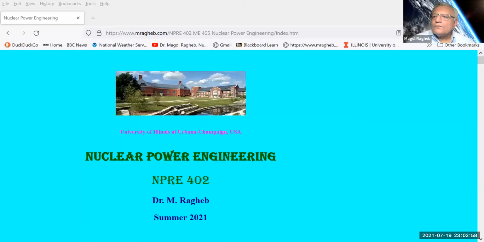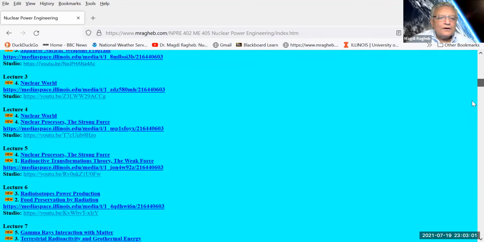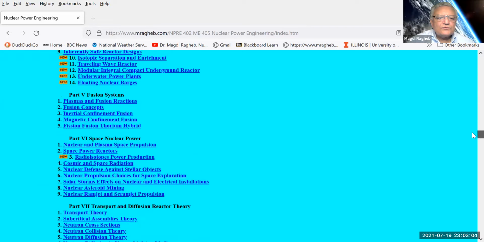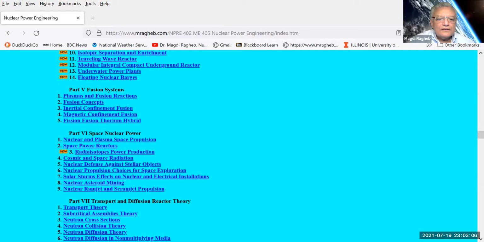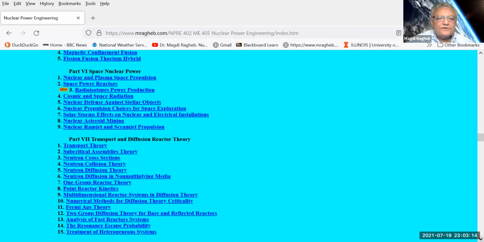We share the screen, and we go to the chapter on neutron interactions with matter under the transport and diffusion reactor theory. We are going to bypass transport theory and subcritical assembly theory. I invite you to read them on your own, but we go directly to the chapter on neutron cross-sections. Neutron cross-sections are going to be our way of studying how neutrons interact with matter.